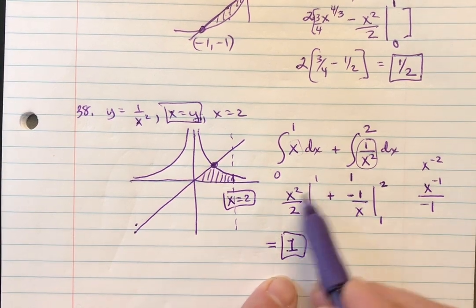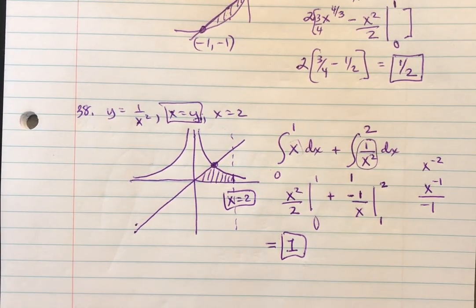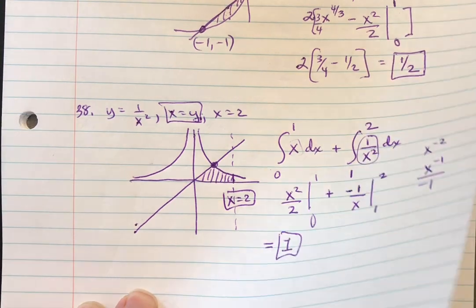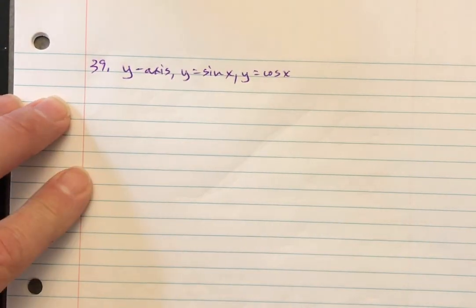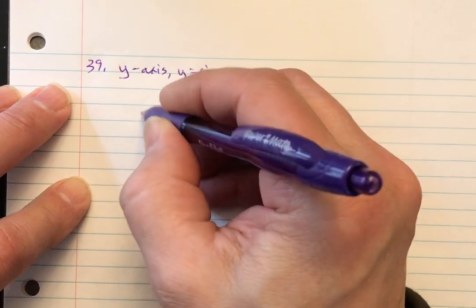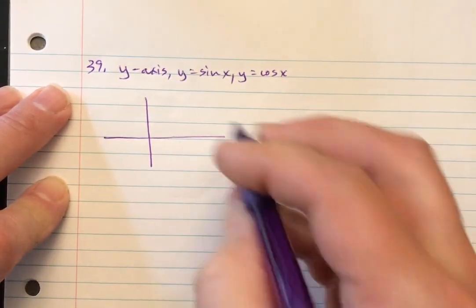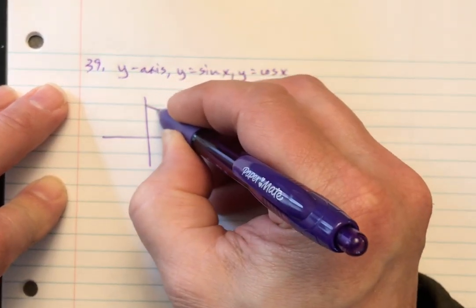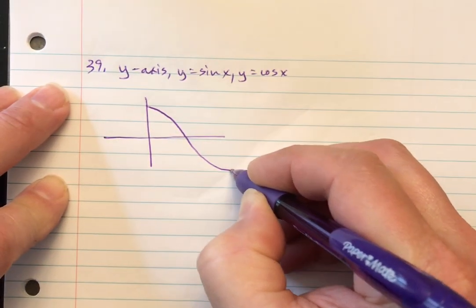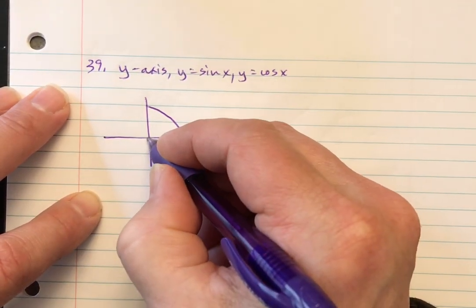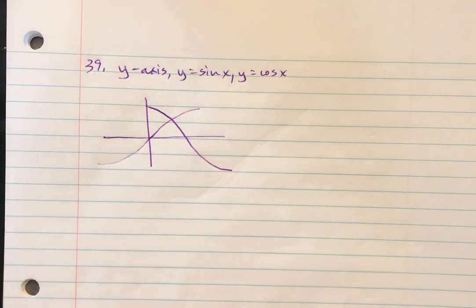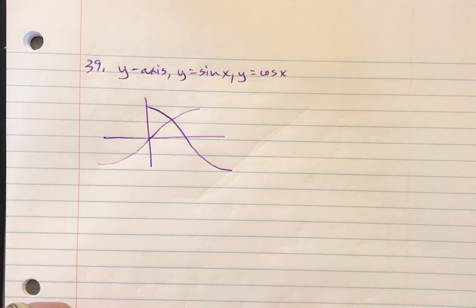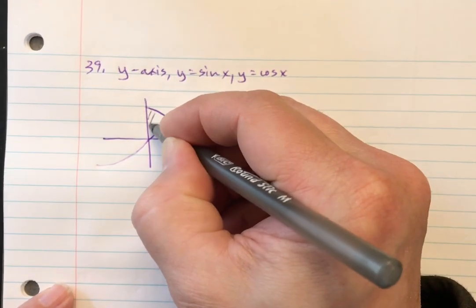So you can go through here, and if you have questions, please let me know. Now for number 39, we have two trig functions. We have y equals sine x, and we have y equals cosine x, and the y-axis. So it's going to look like this. Cosine x comes down here. Sine x goes like this. And we want to find the area right here.